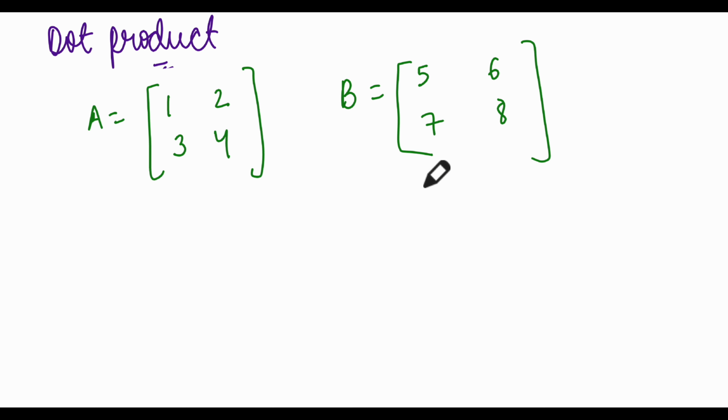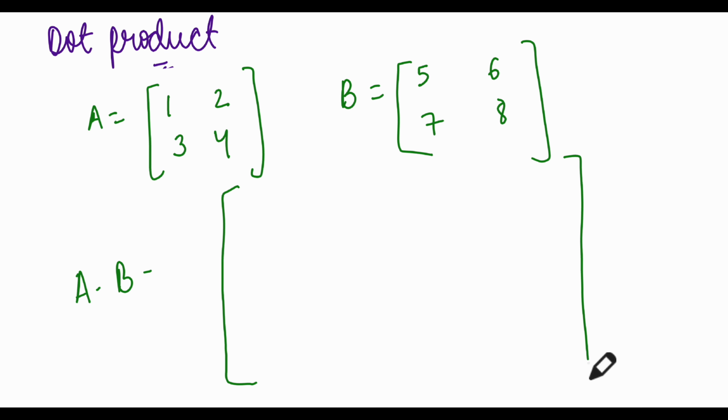Now let's say I want to calculate A dot B, that is the product of these two matrices. So how is it going to look? As I mentioned, A11 will multiply with, so 1 will multiply with 5, plus 2 will multiply with 7. So 2 into 7 is 14, 5 plus 14, so this will become 19.